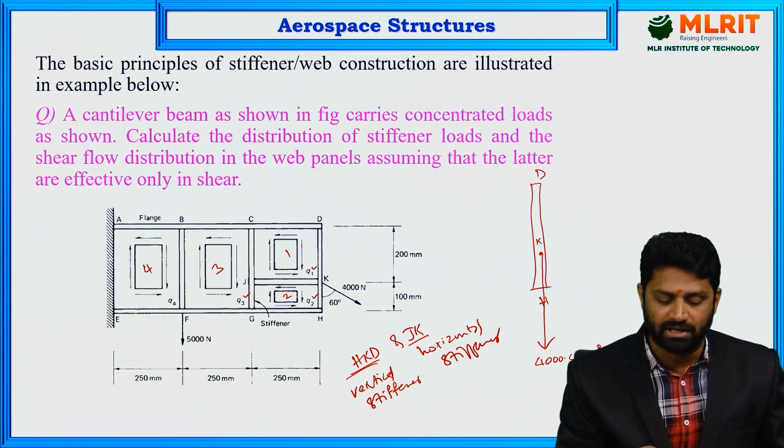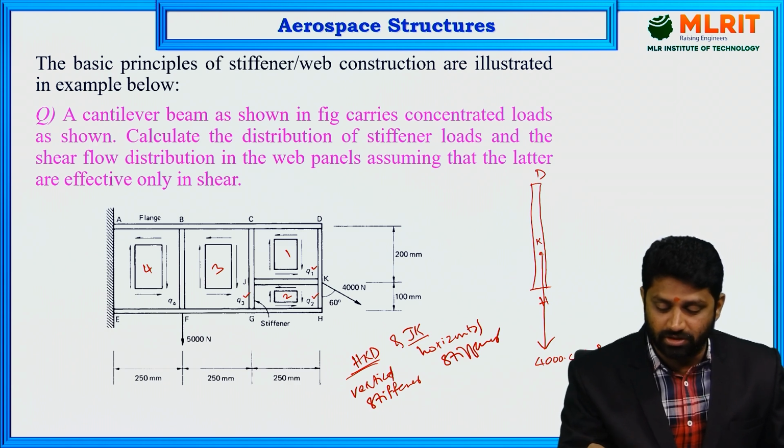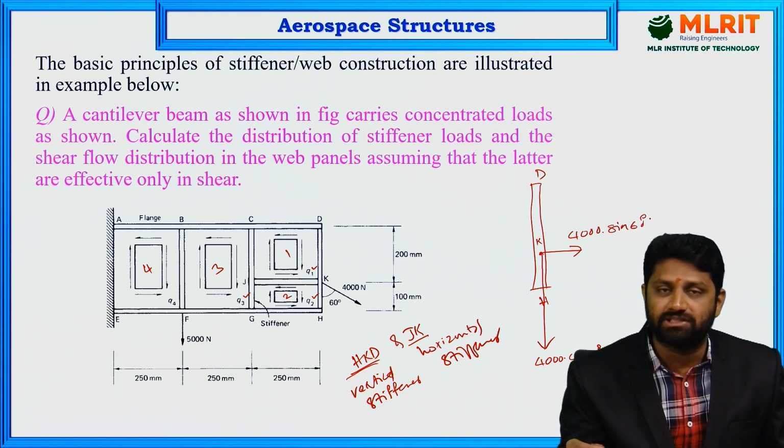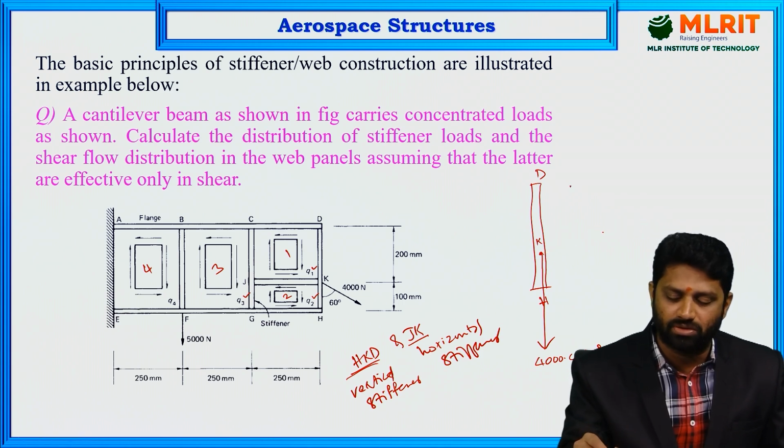Followed by that, its horizontal component now becomes 4000 sin 60. But we have nothing to do with this horizontal component, because we are considering only the vertical equilibrium, that is the vertical component. Now let's look in this direction. Lengths are given here.